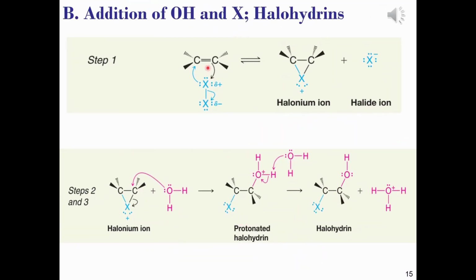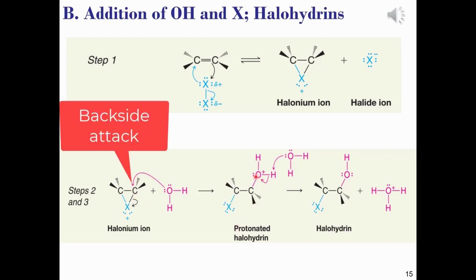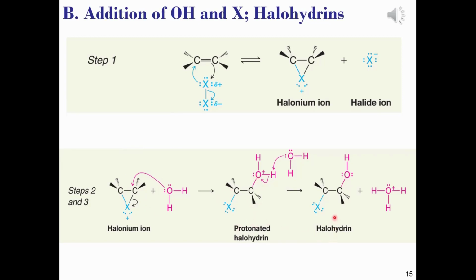In step 1, just like in the halogenation reaction, the halonium ion is formed. However, in step 2, because water is the solvent and there is a greater concentration of this nucleophile, it attacks the halonium ion in an SN2 fashion. This results in a protonated halohydrin with anti-stereochemistry. The final step of the reaction is whereby a proton transfer occurs between the solvent, water, and the protonated halohydrin to yield the halohydrin itself and a hydronium ion.